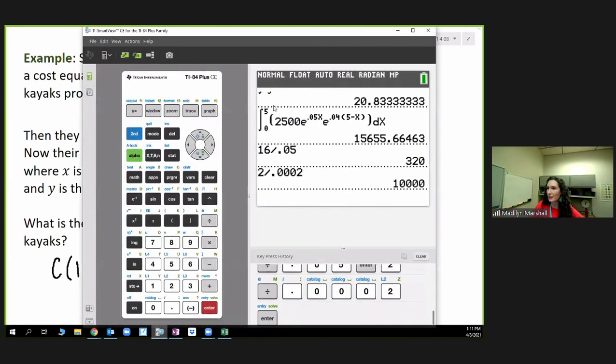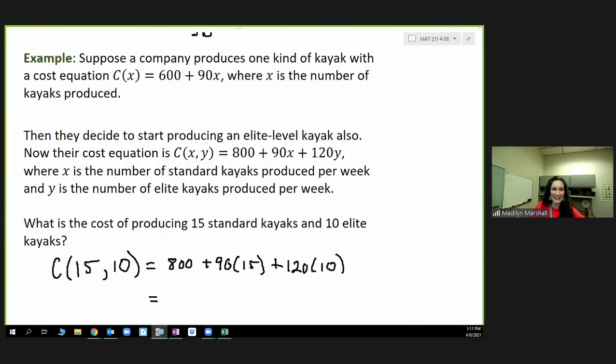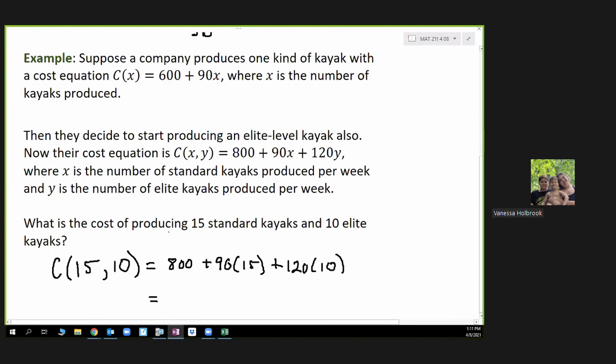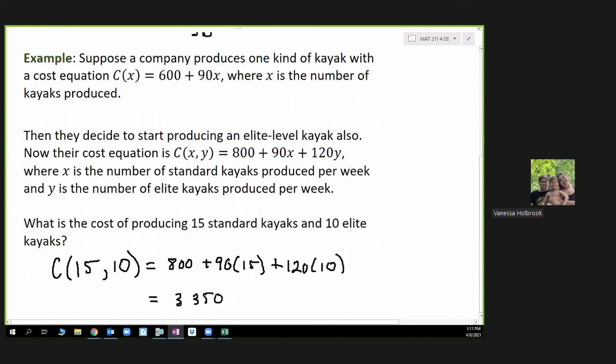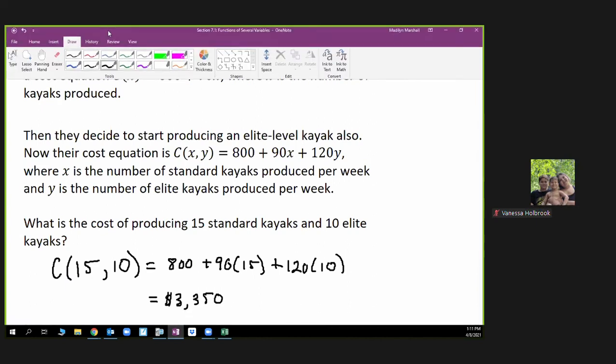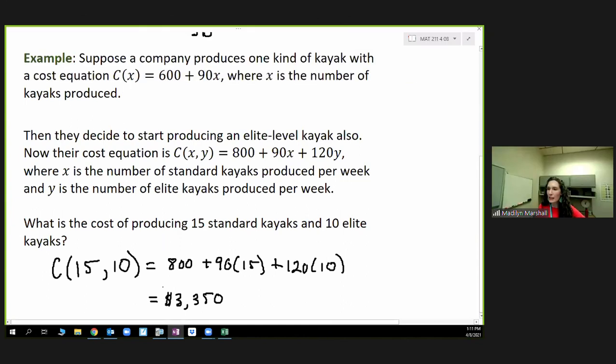And 3,350. 3,350? Yeah. So really, this is not new, it's just more of what we already know. We know how to take a number and plug it into a function. Now we're just adding variables that we can still plug into for that function.